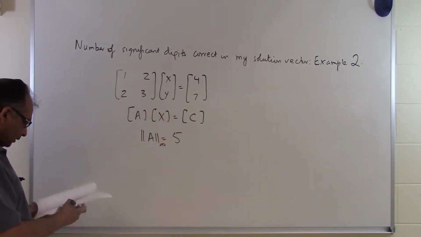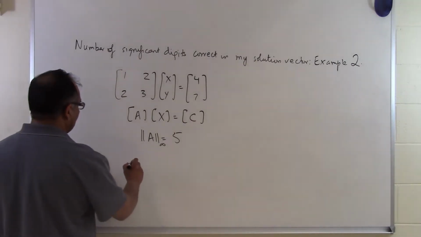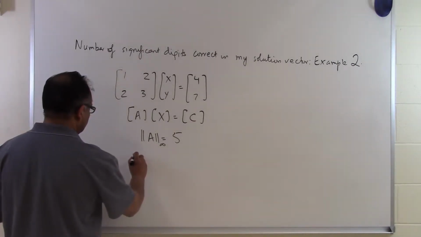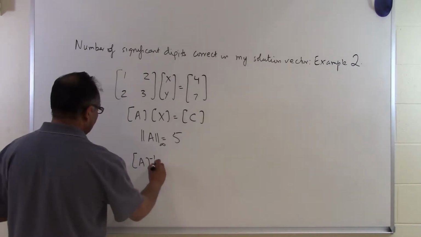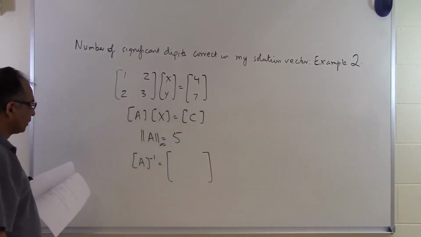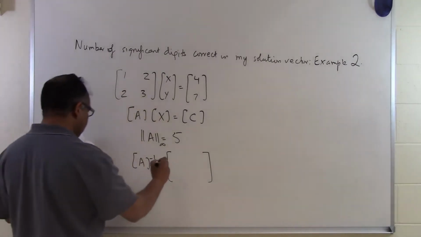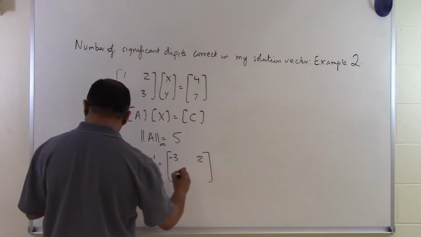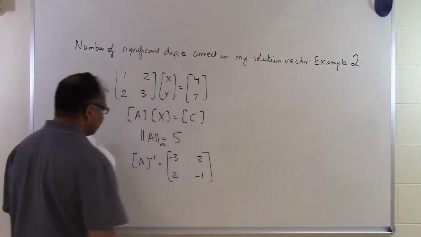And then we're going to find the inverse. So I'll give you the inverse of the matrix. There are several different ways of finding the inverse of a matrix. So the inverse of this matrix is [-3, 2; 2, -1].